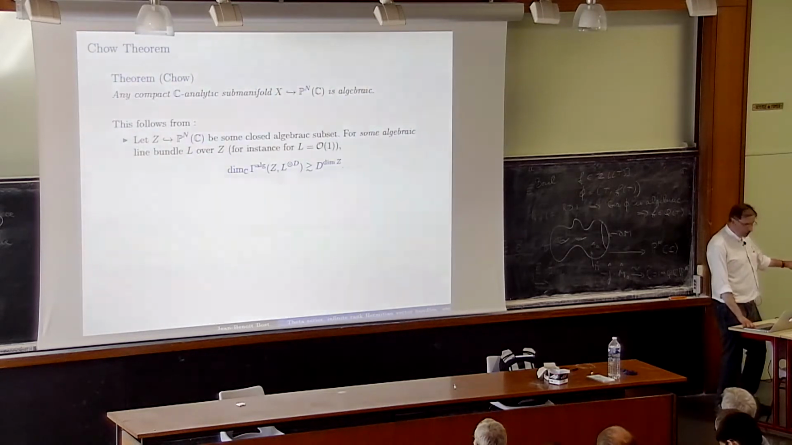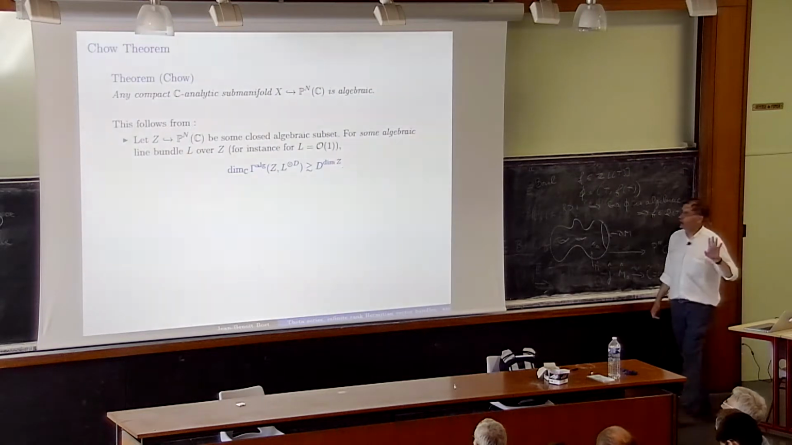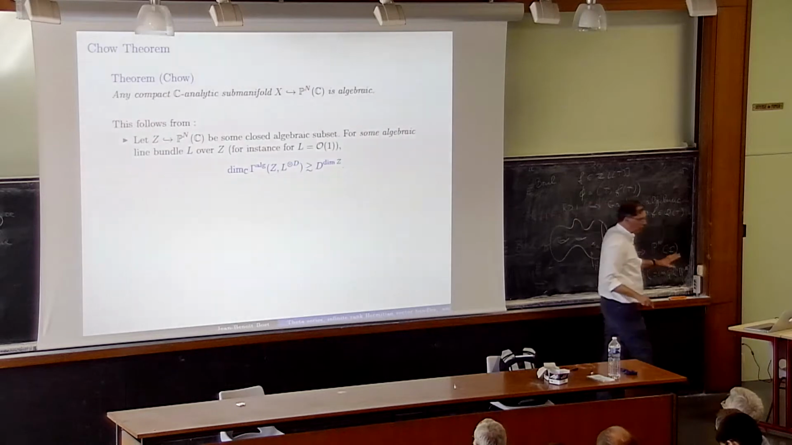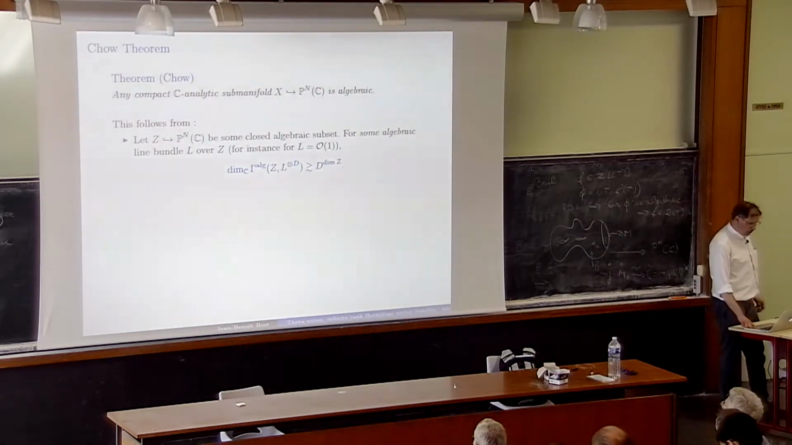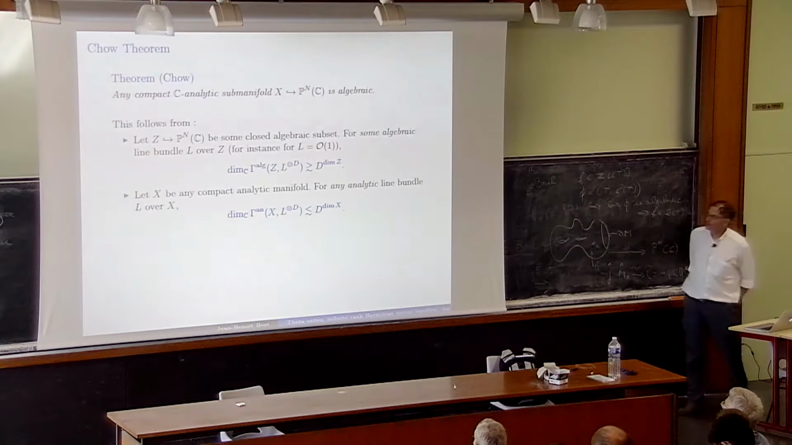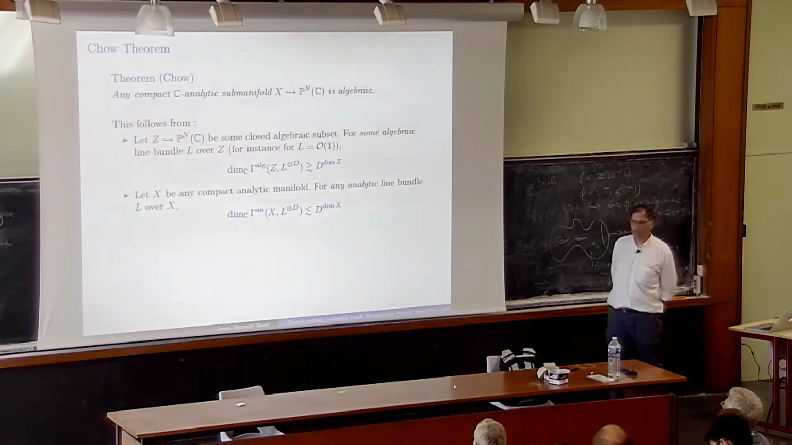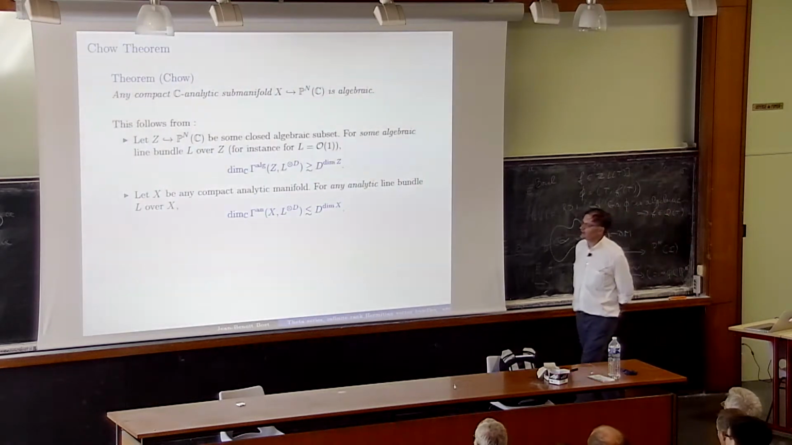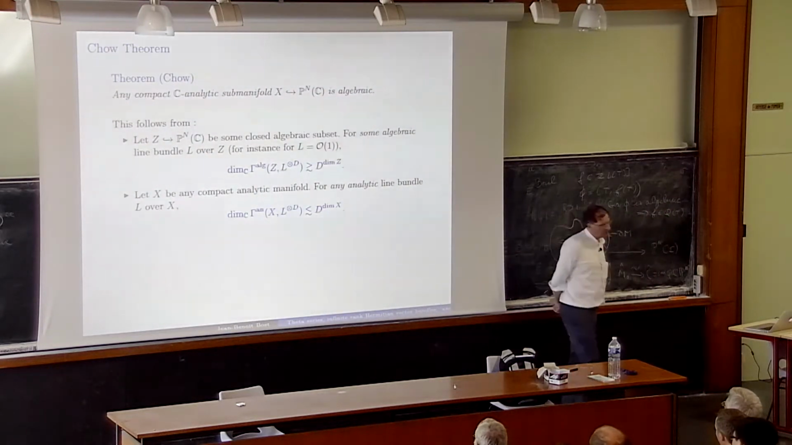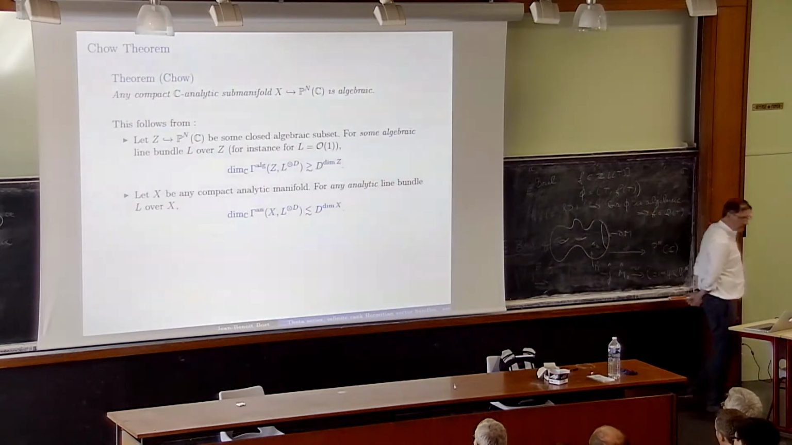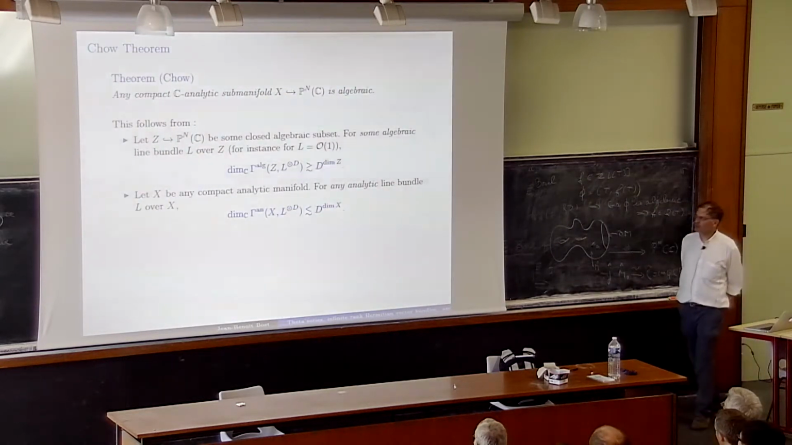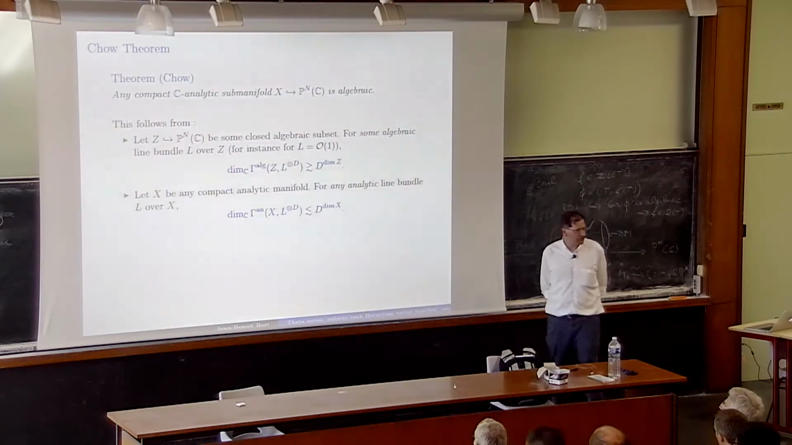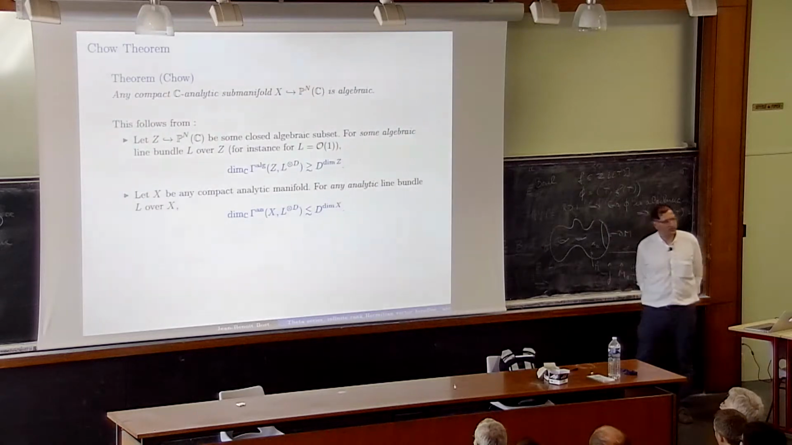On the one hand, you have this lower estimate for the dimension of the space of sections in the algebraic world. On the other hand, you have the following upper estimate that holds in a very general analytic setting. If you take X, a compact analytic manifold, and any analytic line bundle L, the dimension of the space of sections of this tensor power of L grows at most like d to the dimension of X.